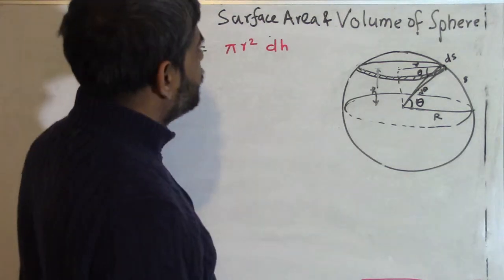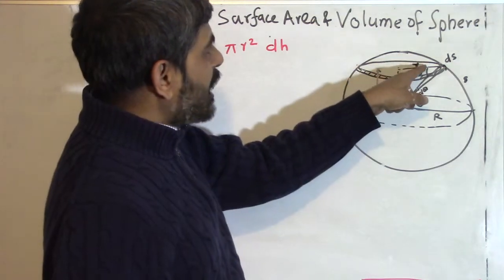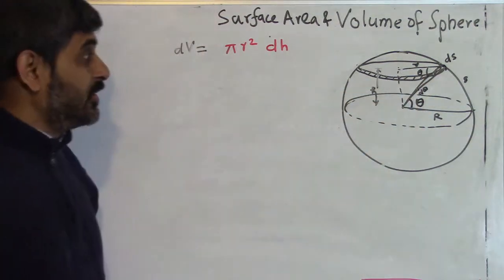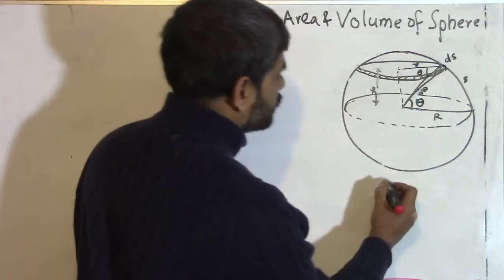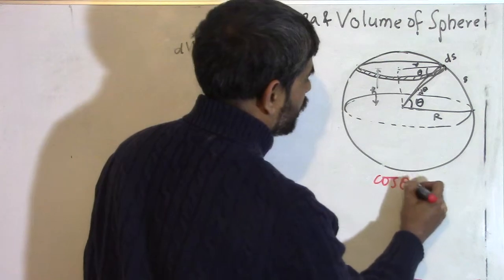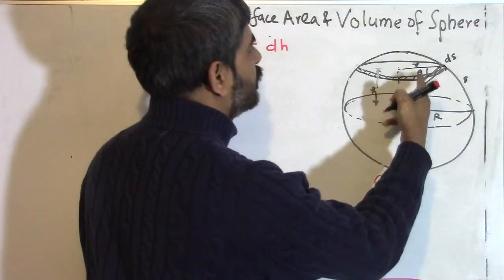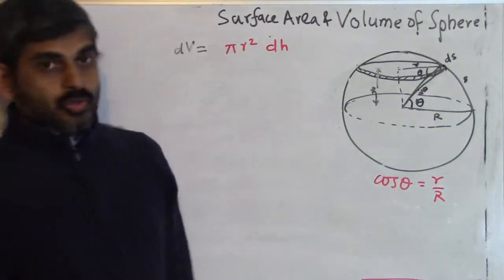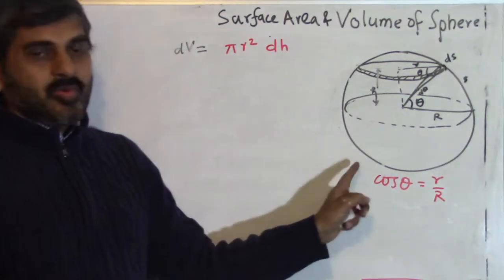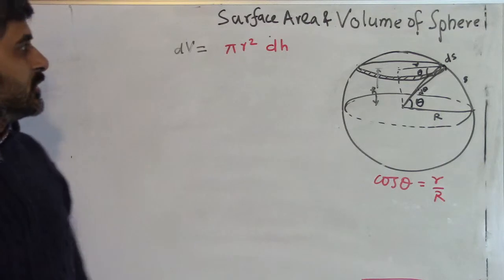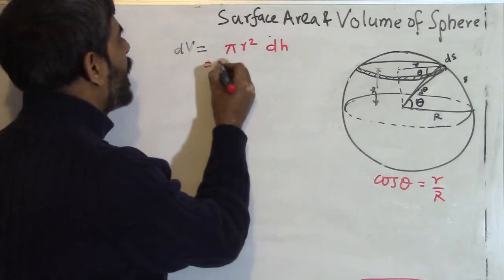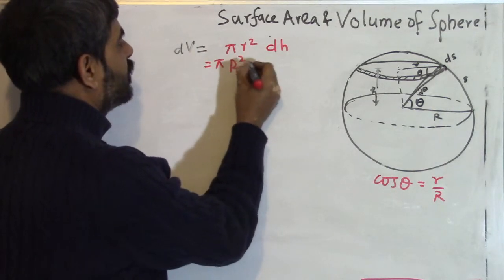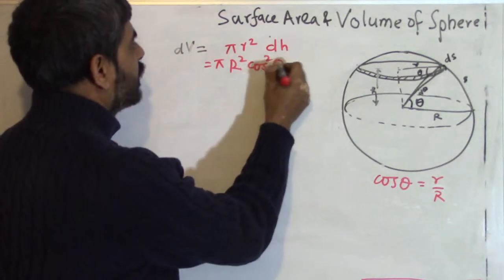Again, how do we express r in terms of capital R and theta? We have the same formula. Cos theta, we had done it earlier. Cos theta is equal to small r divided by capital R. So small r is equal to capital R into cos theta. This is equal to pi r square cos square theta into ds.